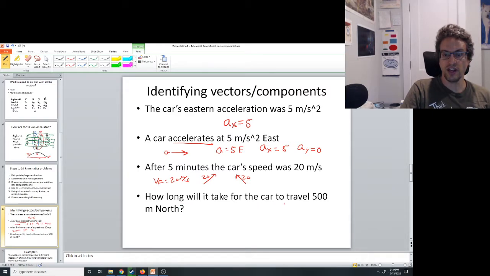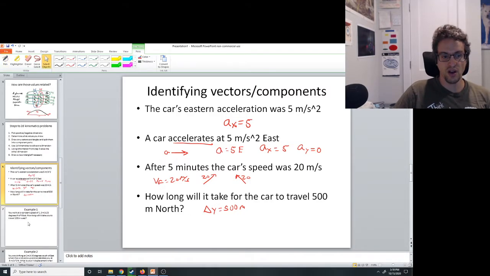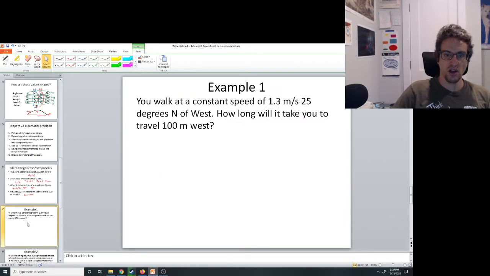And how long will it take for a car to travel 500 meters north? Okay? That's going to be my change in y, assuming y is north and south, because I'm talking about just the north-south part. I didn't say it traveled 500 meters. I said it traveled 500 meters north. Okay? Now, it could be both. It could be that the change in x is 0, but all we know from that is that it's 500 meters north. Okay? Let's do some examples.